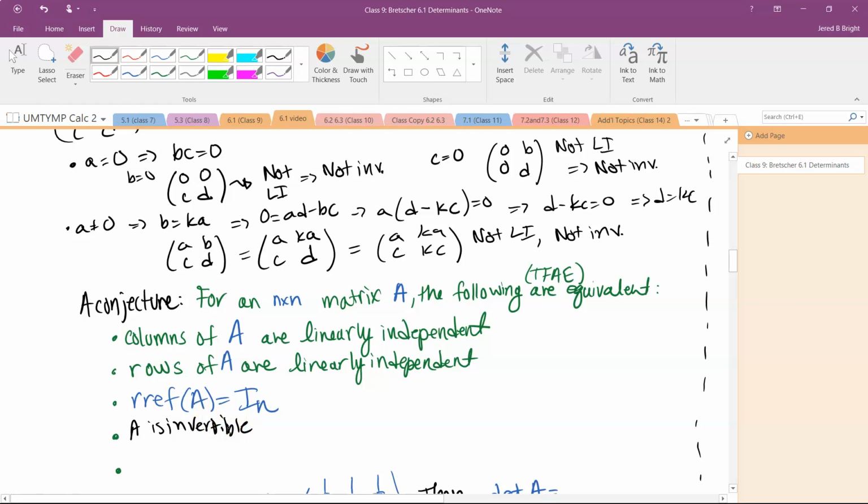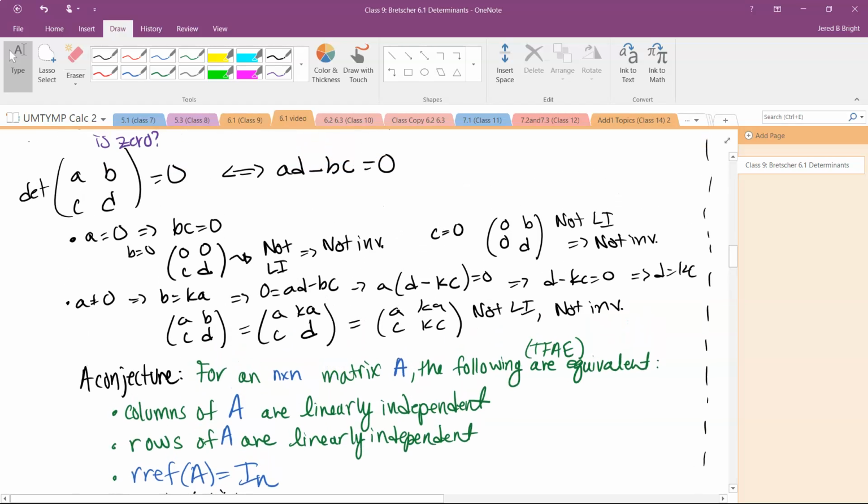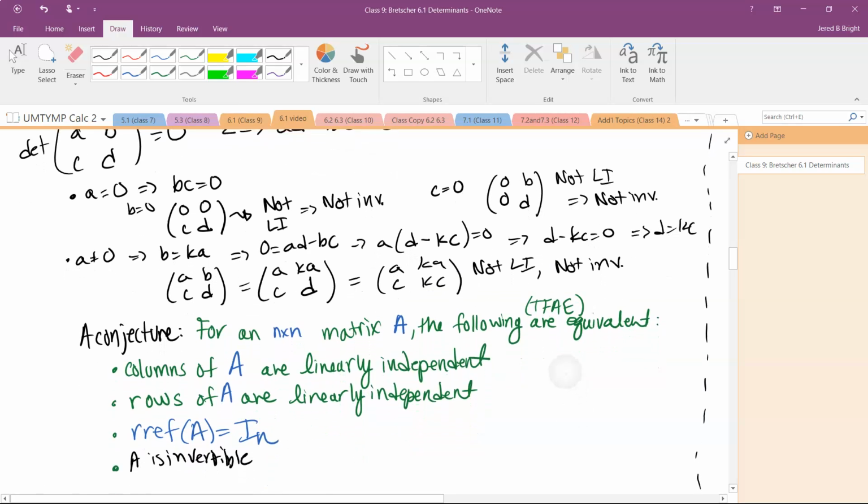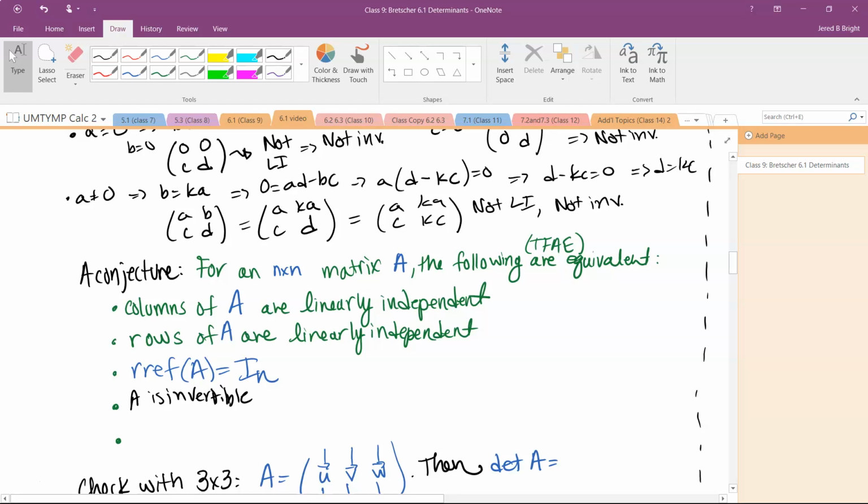And also, when the determinant was 0, all the subcases I looked at told me that I didn't get an invertible matrix. So I have to have the determinant of A not equal to 0. So that's where we connect the idea of invertible matrices with determinants.